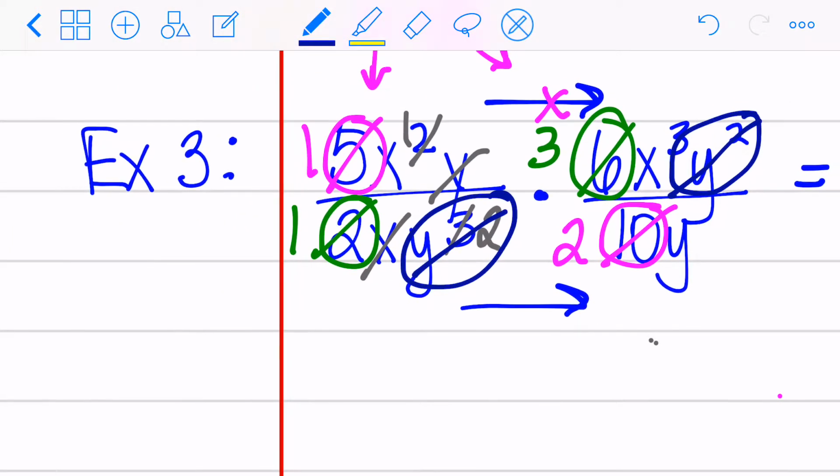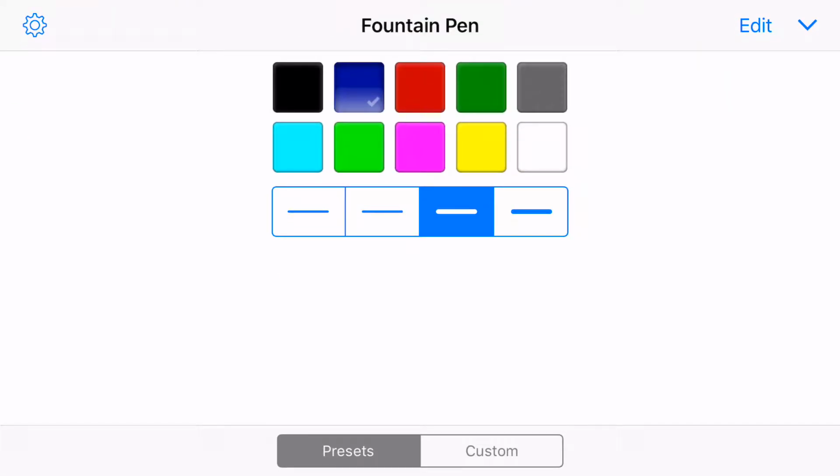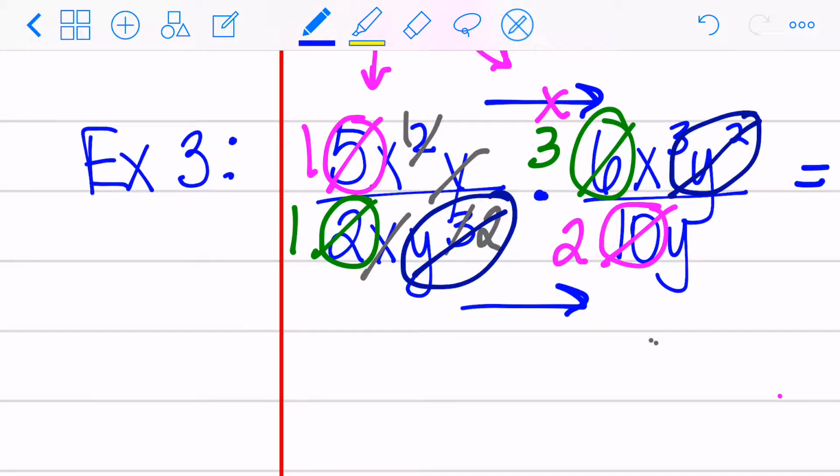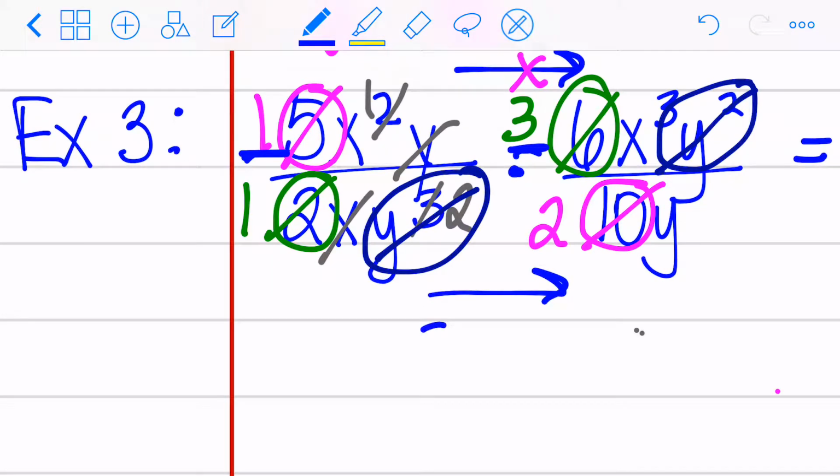So then what am I left with after this mess? Great question. I'm left with, looks like 1 times 3, so 3. And then what am I left with on the top? It looks like I'm left with an x right here and an x right here.